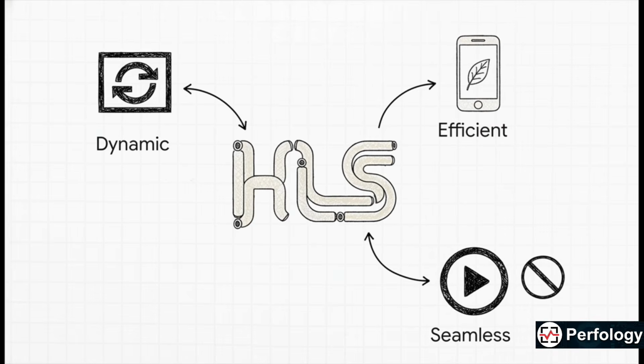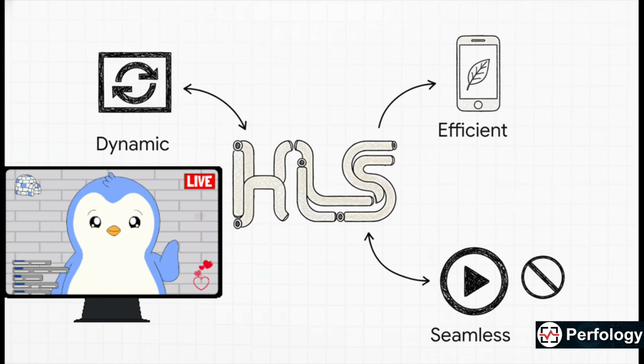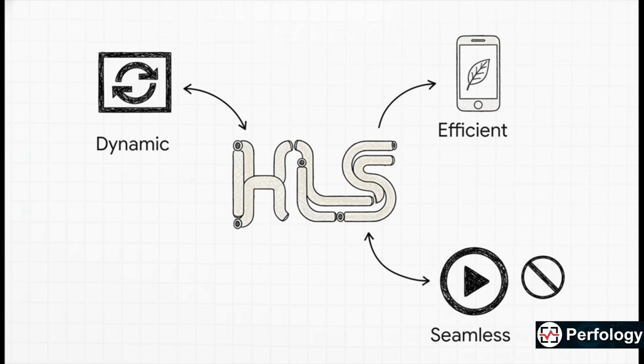Well, the answer starts with a technology called HLS, which stands for HTTP Live Streaming. And Tinder picked it because it nailed their three big goals. It had to be dynamic, so they could change content on the fly. It had to be efficient, to save memory on people's phones. And most important, it had to be seamless, with as little buffering as humanly possible.